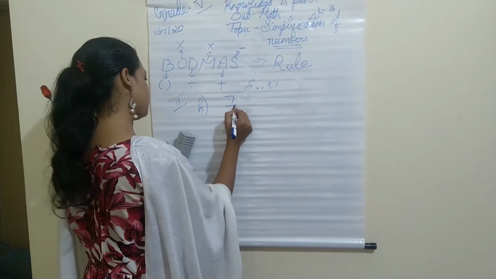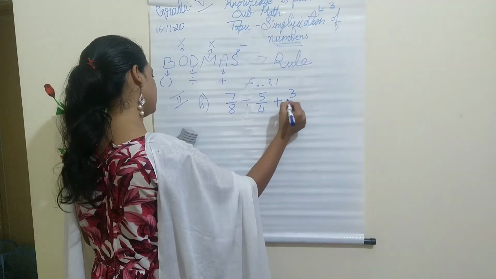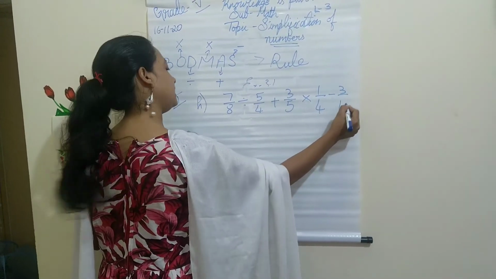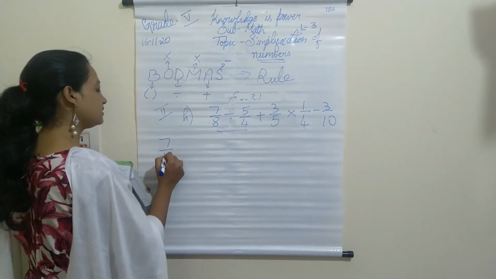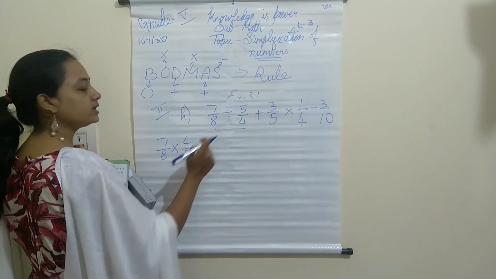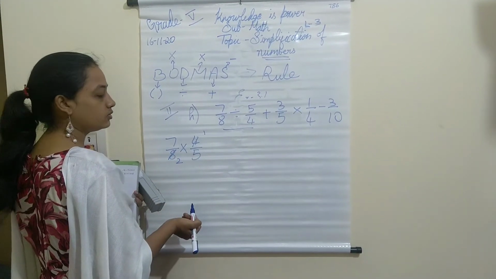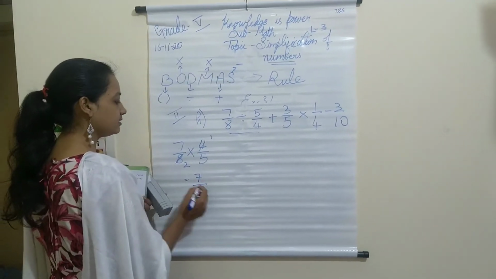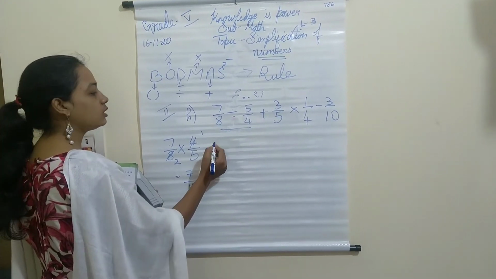H. 7 by 8 divided by 5 by 4 plus 3 by 5 into 1 by 4 minus 3 by 10. First I should take division. Solve it here. 7 by 8 into the reciprocal of 5 by 4, which is 4 by 5. 4 1s are 4, 4 2s are 8. Now multiply the numbers. 7 1s are 7. 5 2s are 10.